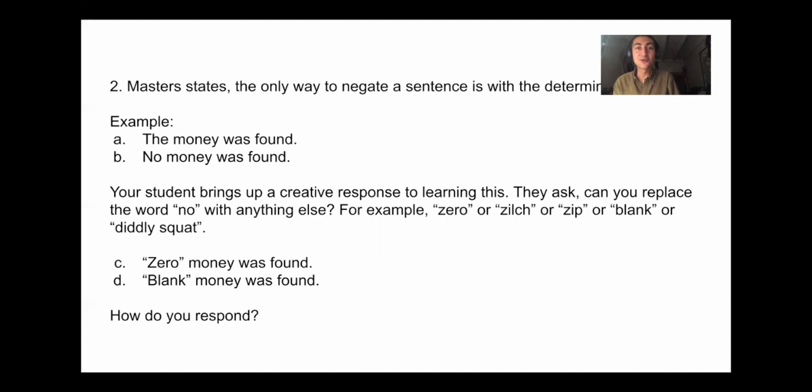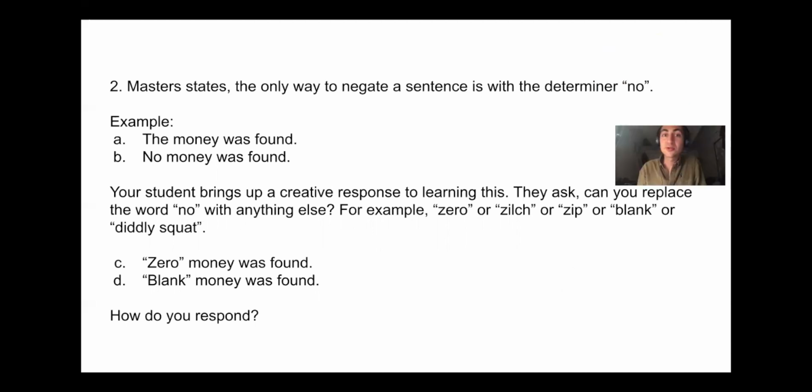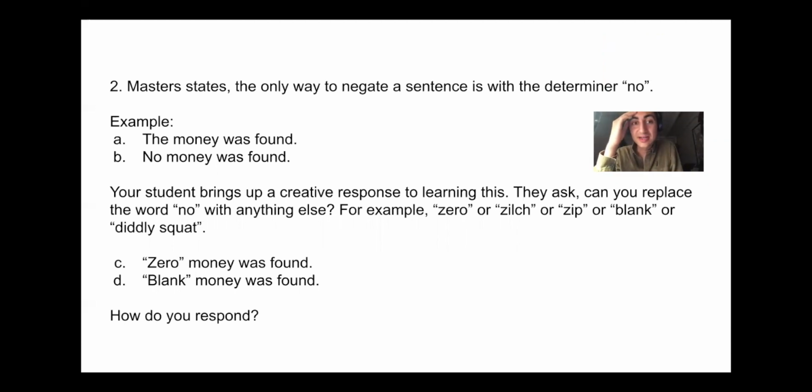Masters states the only way to negate a sentence is with the determiner no. This is for negating with no. If you remember, here's the example. A, the money was found. B, no money was found. You have this precocious student in your class, and they give this creative response to learning about this. They say, can you replace the word no with anything else? They quickly list these words. For example, zero, or zilch, or zip, or blank, or diddly squat. For example, zero money was found, or blank money was found. How would you respond to this student?